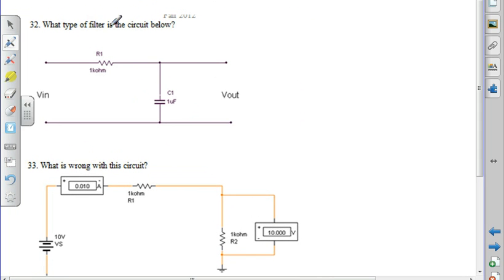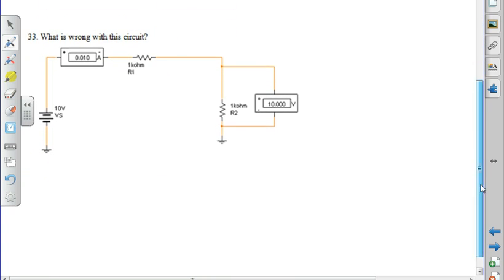All right, what type of filter? So we have low pass, high pass, whatever. At low frequencies, this guy is an open, so this is going to be a low pass filter. On the test, it's obviously going to be a high pass filter because I'm not going to have the same one, right? But at high frequencies, this guy is a short, so my signal would be going directly through that capacitor, and that's why it's a low pass filter. What is wrong?